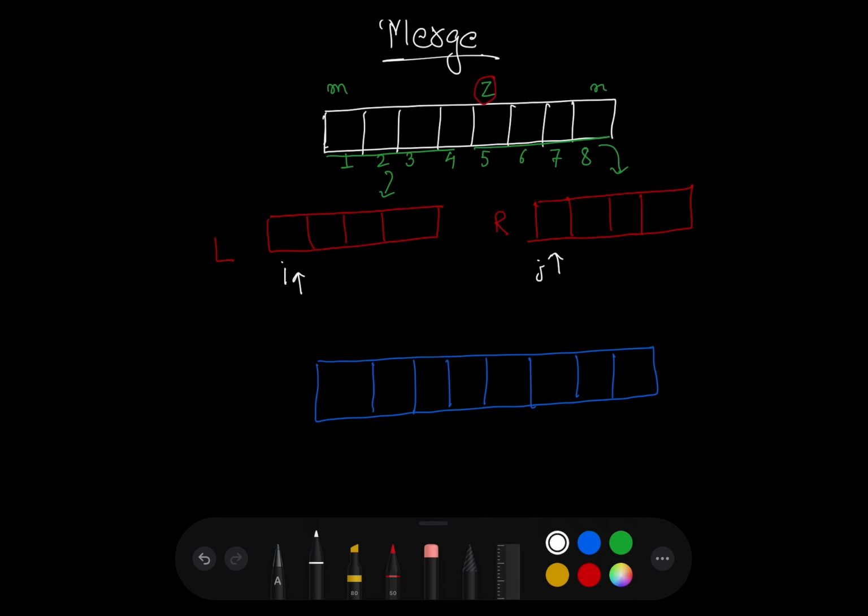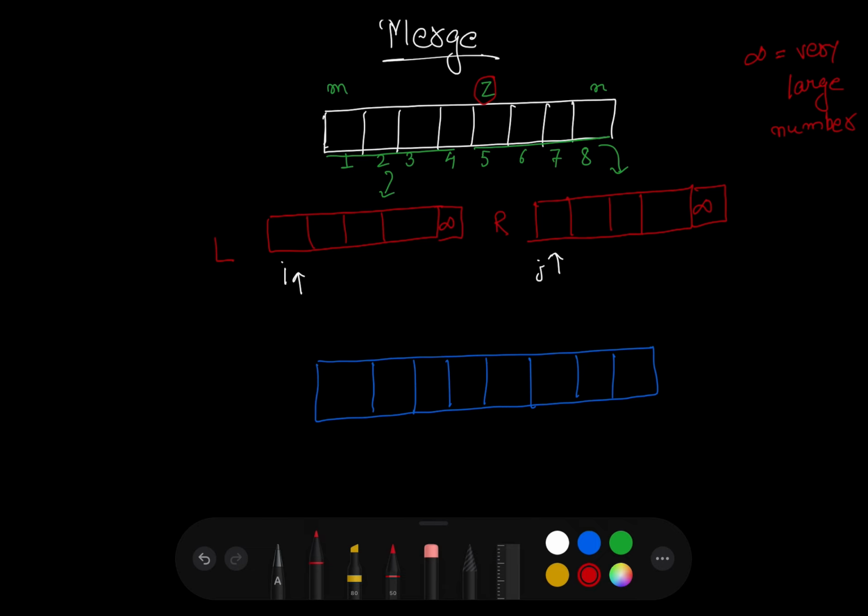Now we do one thing. We insert an infinity number at the end of both the left and right subarrays, whatever the size of each array. Infinity is supposed to be a very large number. Why we keep this very large number, and whether we can keep anything else, we will discuss at a later point of time.